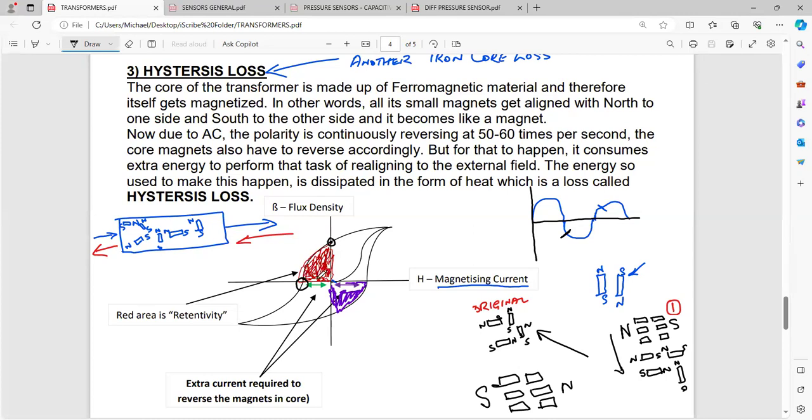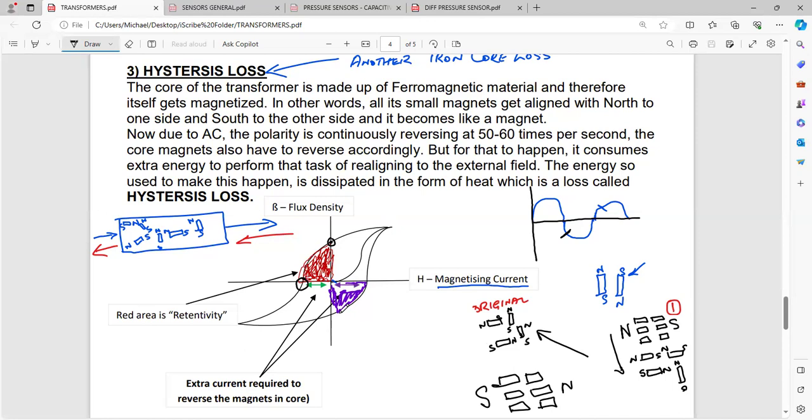The area covered by this curve as shown in red is called the area of retentivity. That is up till here. That is called the area of retentivity. Now, this is that extra current that is required. So that means you're wasting energy to bring this back into the original position instead of coming back to the original position at this point. So this much extra energy is consumed and that energy is wasted.